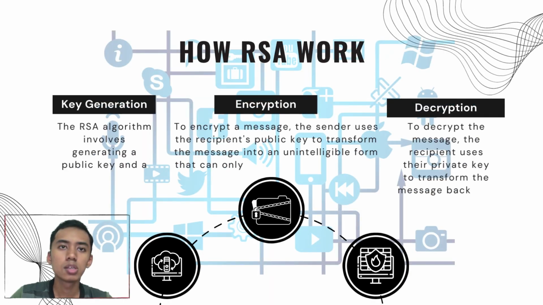How RSA works? Firstly, key generation. The RSA algorithm involves generating a public key and private key. Second, encryption. To encrypt a message, the sender uses the recipient's public key to transform the message into an unintelligible form that can only be read by the recipient. Thirdly, decryption. To decrypt the message, the recipient uses their private key to transform the message back into its original form.